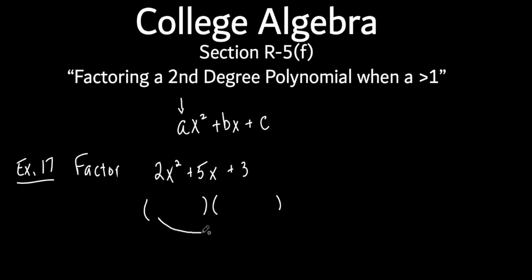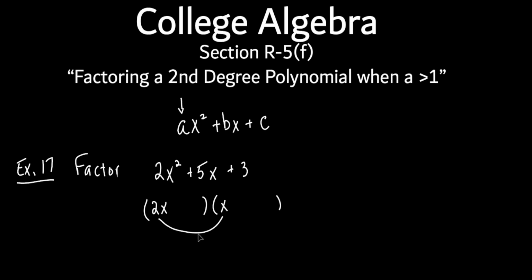So the first ones, remember, first, outside, inside, last, right? So the first two have to multiply to be what? 2x squared. All right? Well, what it used to be was just an x squared. So you put an x and an x, right? Easy. No big deal. But this time it's a 2x squared. So one of these is going to be what, do you think? A 2x, and the other one's going to be a 1x, okay?